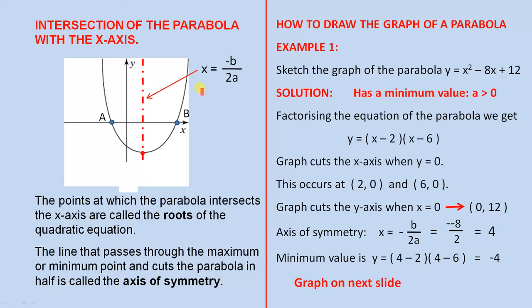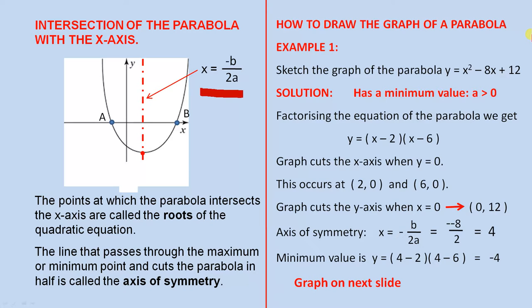Now, please note, the equation of the axis of symmetry is x equals minus b over 2a. That's a quick and easy way to obtain the equation for the axis of symmetry, and a and b, you'll find them from the equation that we are given. We will see that in the example.